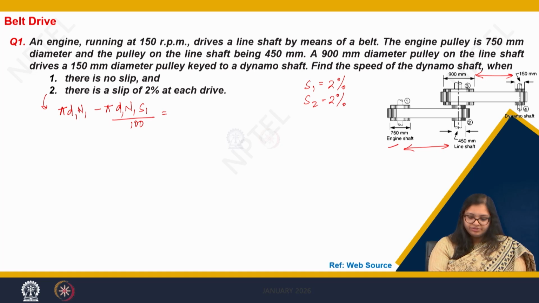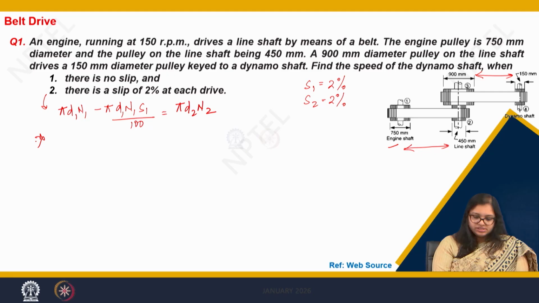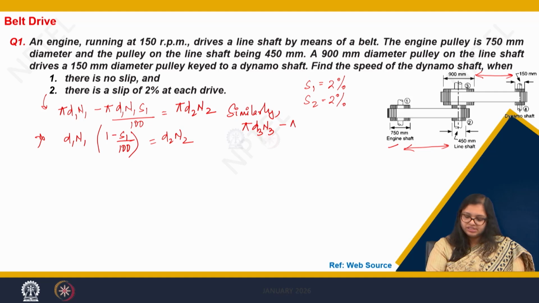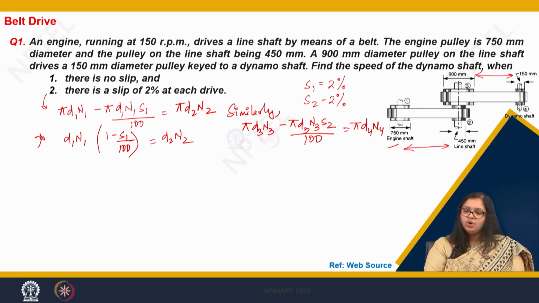So, our velocity is reduced by this much percentage, where we tell it as again is equal to pi d2 n2. So, this gives us the equation as d1 n1 (1 minus S1 by 100) is equal to d2 n2. Similarly, we have pi d3 n3 minus pi d3 n3 S2 by 100 is equal to pi d4 n4. So, what do we understand here?